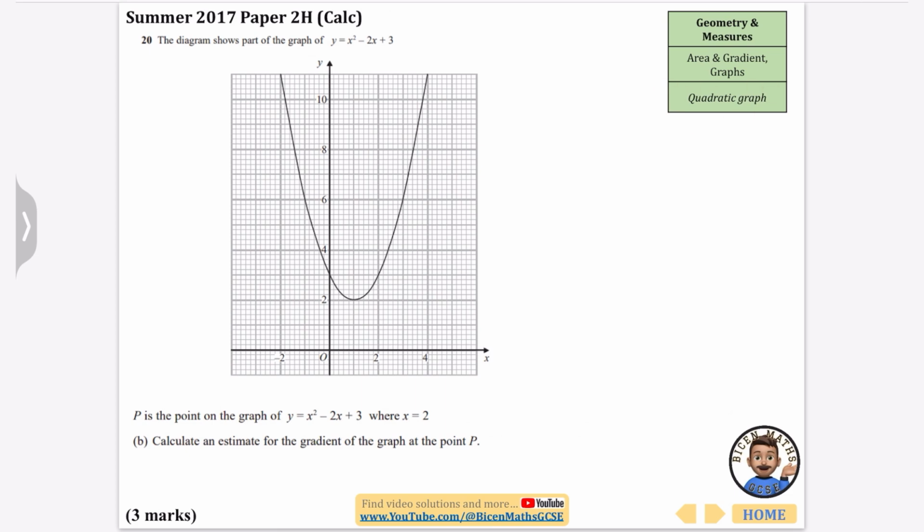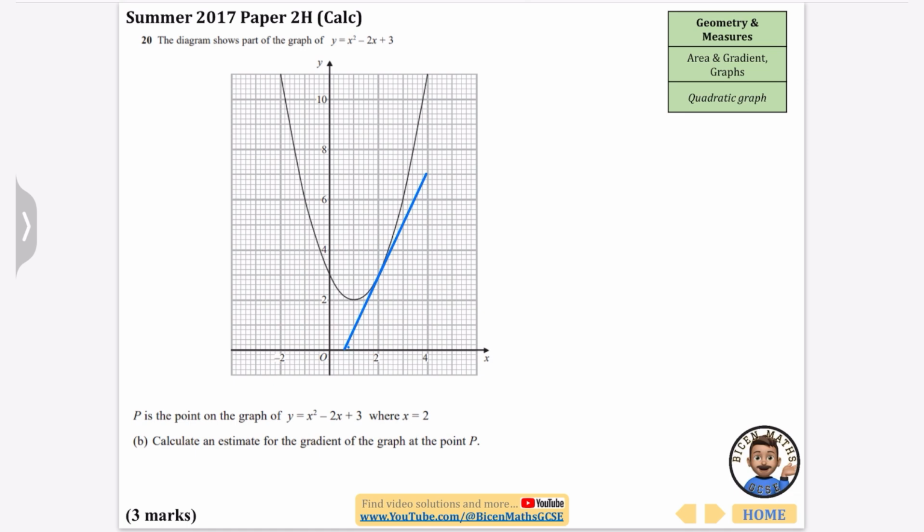The diagram shows part of this graph. Now we're looking at quadratic graphs, but it still kind of applies here. P is the point on the graph where x equals 2. Calculate an estimate for the gradient at this point. So x equals 2. We're talking about this part. We're going to try and find an estimate for the gradient by drawing in a tangent. Now I'm going to try and do my best of a tangent here. I can always move this. You could do it with your ruler.